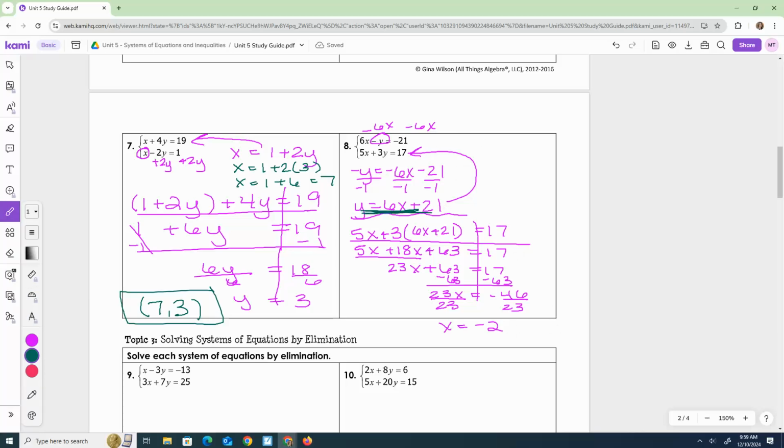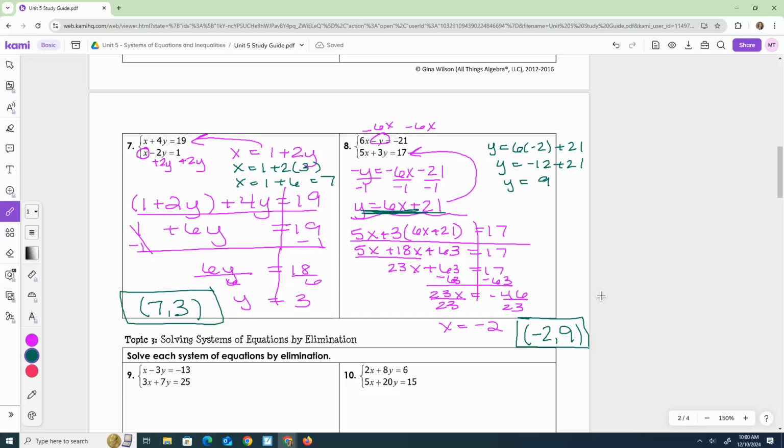We said y is 6x plus 21. 6 times negative 2 plus 21. Negative 12 plus 21 gives us 9. So our answer, x comma y, is negative 2 comma 9. Make sure you write that ordered pair at the end.